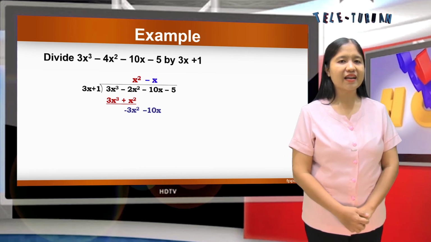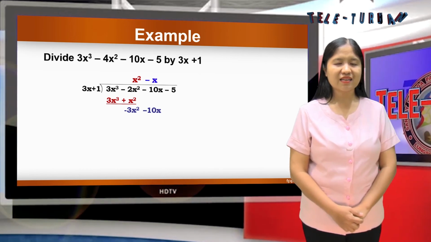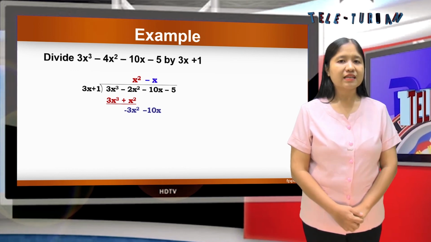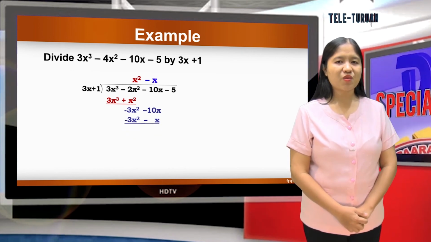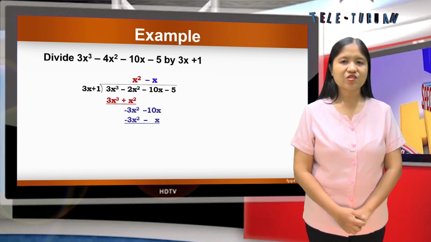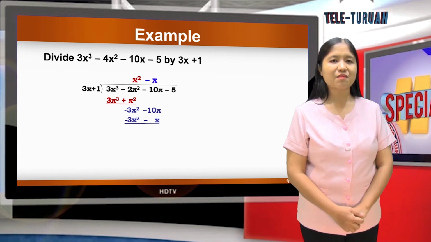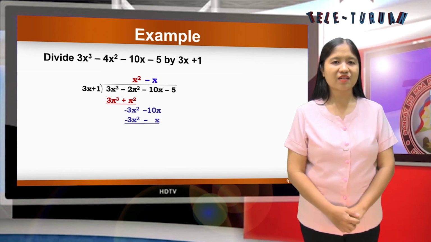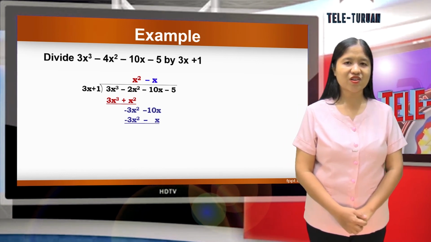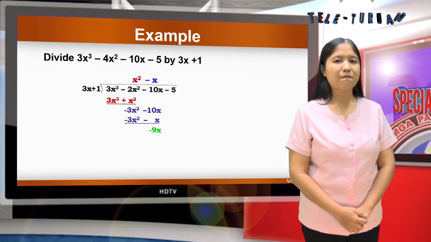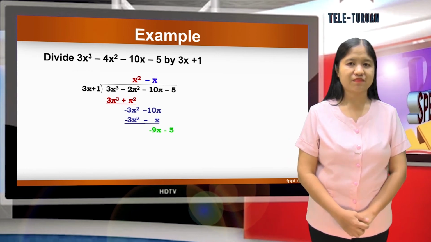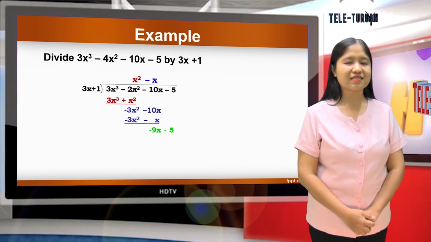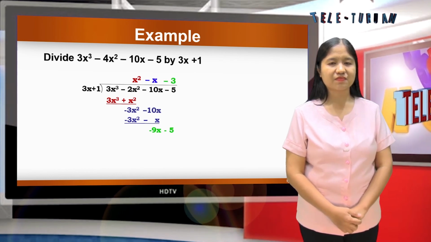Then multiply negative x by 3x plus 1. We have negative 3x squared minus x. Subtract negative 3x squared minus x from negative 3x squared minus 10x. The answer is negative 9x. Bring down negative 5. Negative 9x divided by 3x is equal to negative 3.